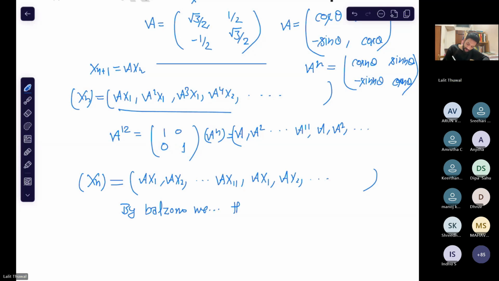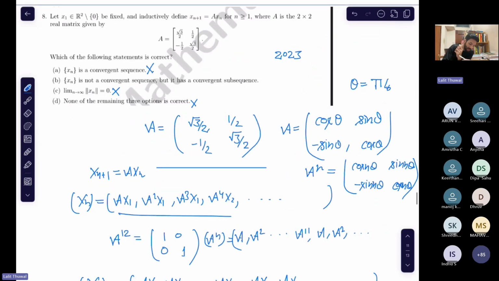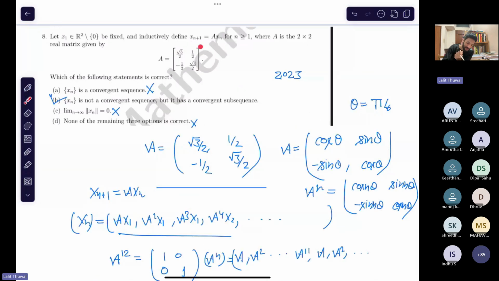By the Bolzano-Weierstrass theorem, Xn has a convergent subsequence. This theorem holds in Rⁿ, R square, R cube, anywhere. If you have a bounded sequence, then it must have a convergent subsequence. So in this way, you can solve this question in the exam very easily. What I have told you here holds no matter if your A is something different, it might be any matrix of this kind. Then the same thing will happen. That's why I let you know like this.